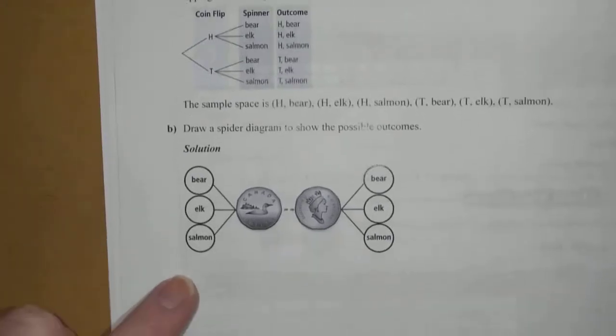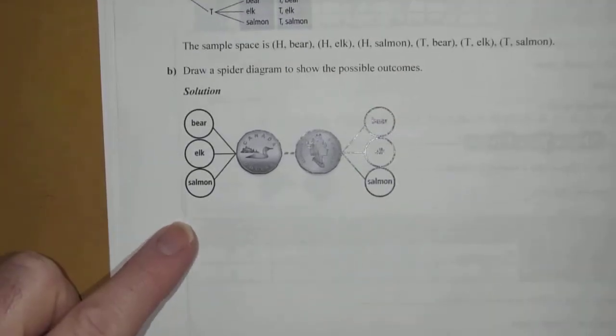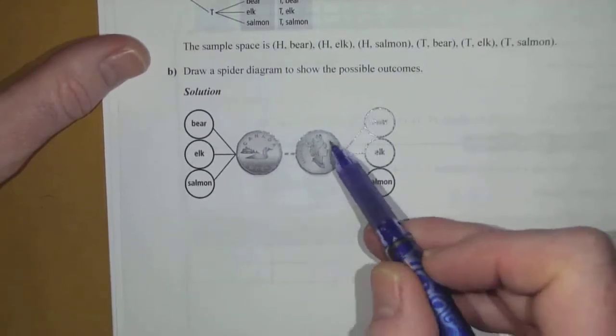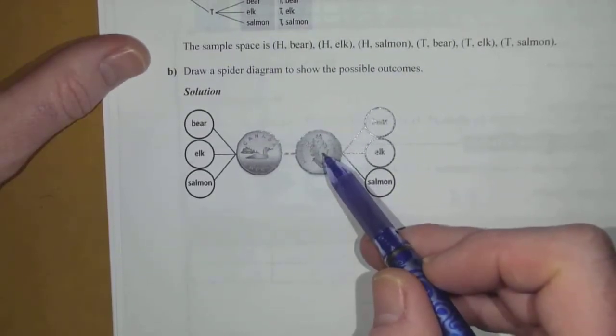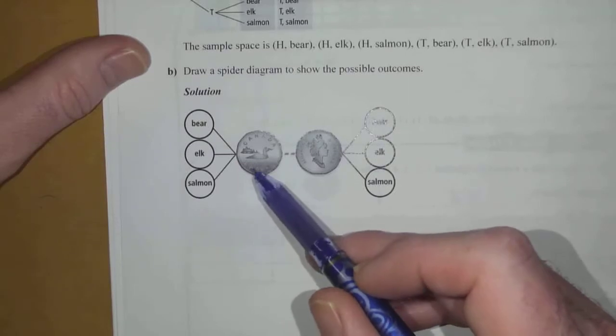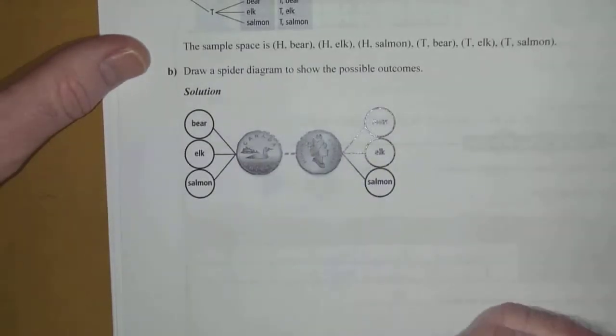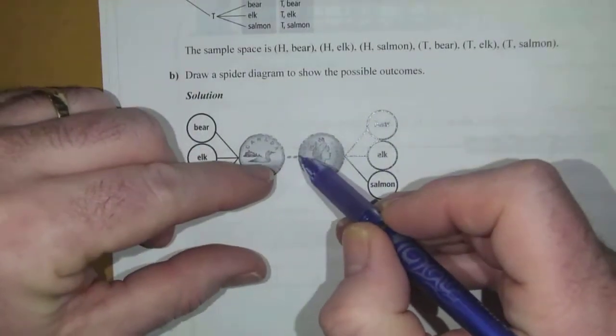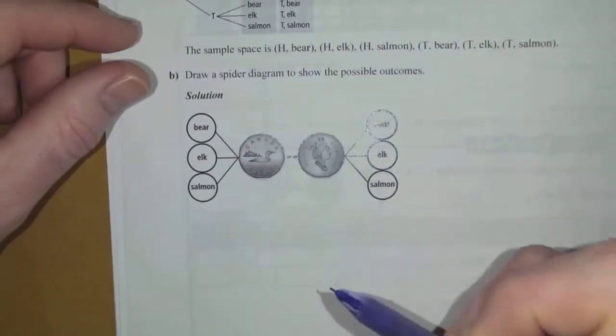Now for part B, we're going to do what's called a spider diagram. So somewhat similar, but a variation on it. We've got our coin here in the middle. We've got tails and heads illustrated. And you could just write H and T, or T and H as well. And then they're joined with a dotted line here.